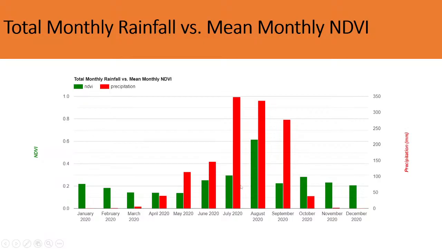So we can see this: the red identifies the precipitation, and the green identifies the NDVI. We can see that when the precipitation is high, NDVI is also high. So we can easily make this type of dataset showing the correlation between NDVI and precipitation. How we can create this type of chart, I will also show you in this tutorial.